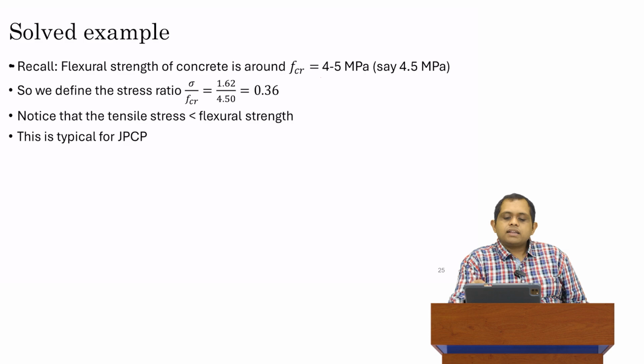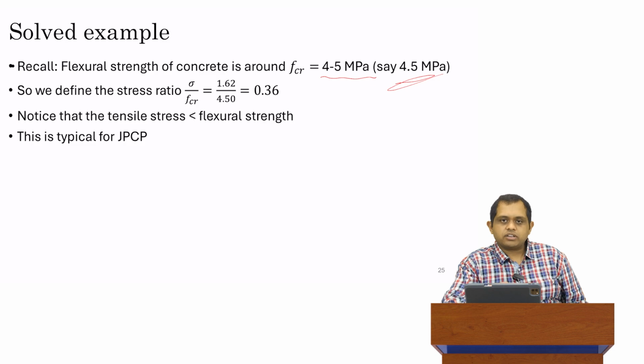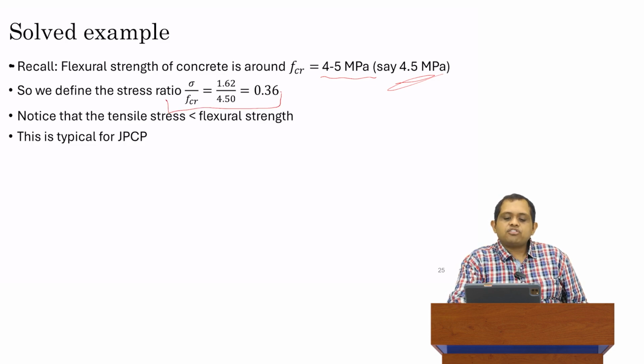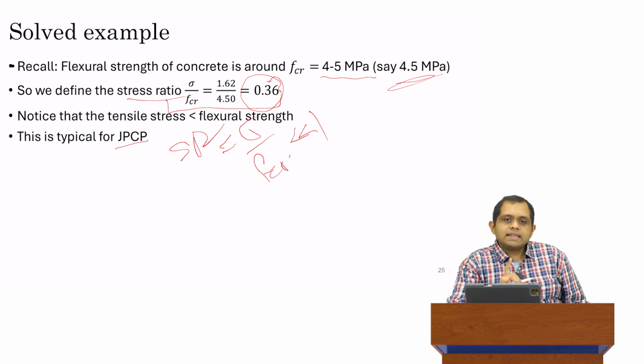Furthermore, recall, as I said, the flexural strength is around 4 to 5 megapascals, let's say 4.5 megapascals, just as one number. If I take the stress ratio, the stress to flexural strength, I get a ratio of 0.36, which is quite less than 1. That is an important typical behavior of JPCP pavements. The stress ratio, SR, which is sigma over f_cr, is typically going to be significantly less than 1. That is an important characteristic, which will become important when we start talking about fatigue theory later on in our analysis. But for now, I just wanted to point this out.